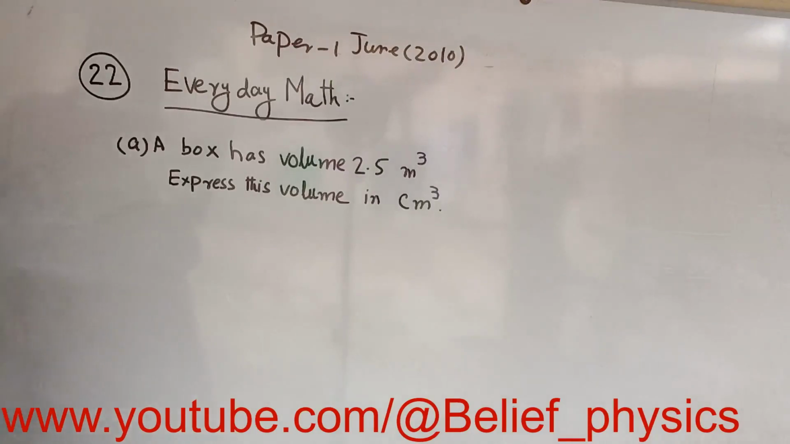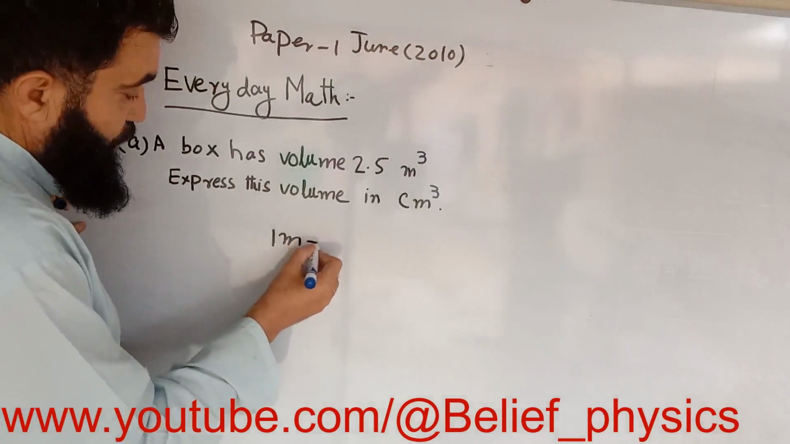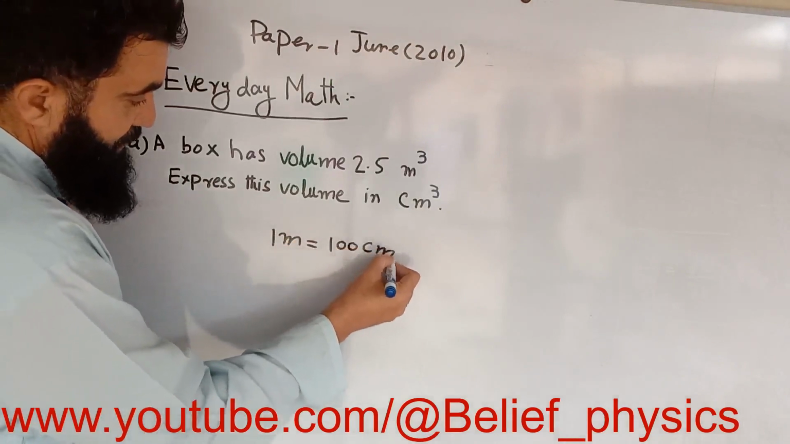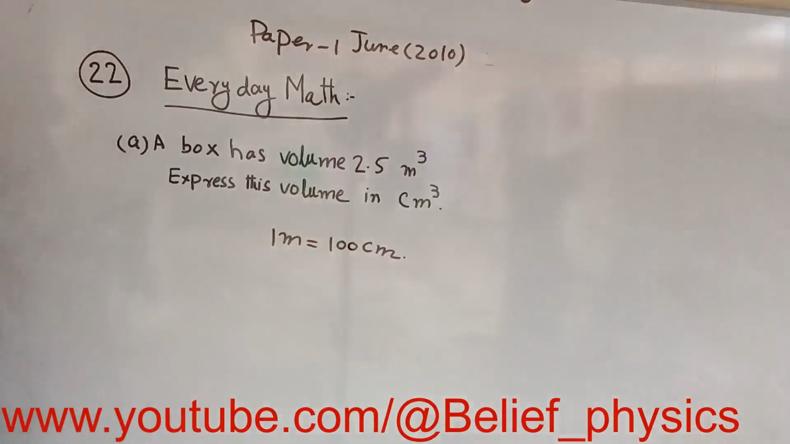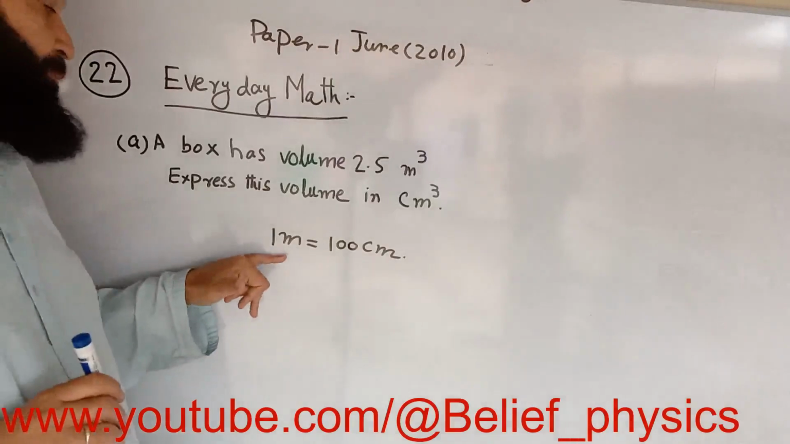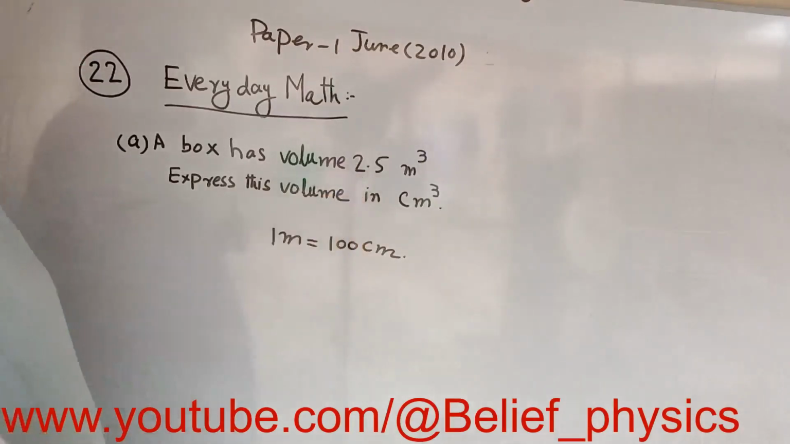Now we should know the relation between meter and centimeter. Centimeter is 1 over 100, so 1 meter is equal to 100 centimeter. Please remember that when we convert a bigger unit into a smaller unit, we multiply, and when we go from a smaller unit to a bigger unit, we divide.